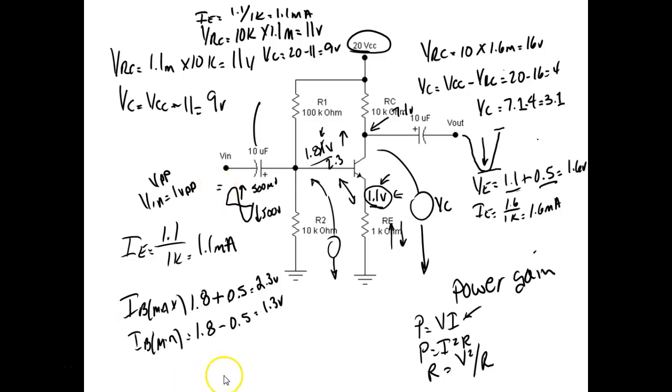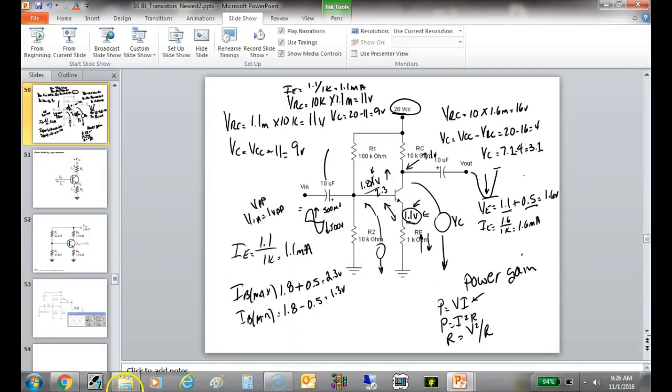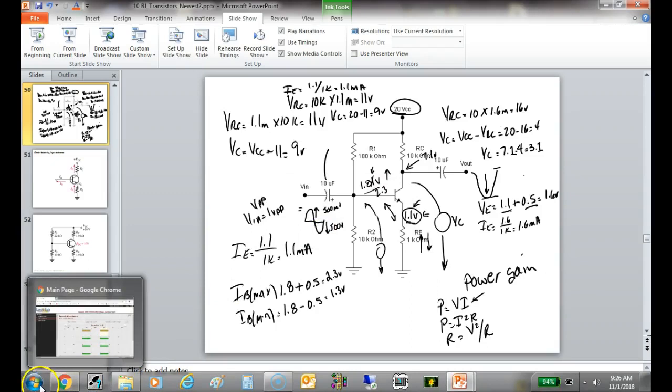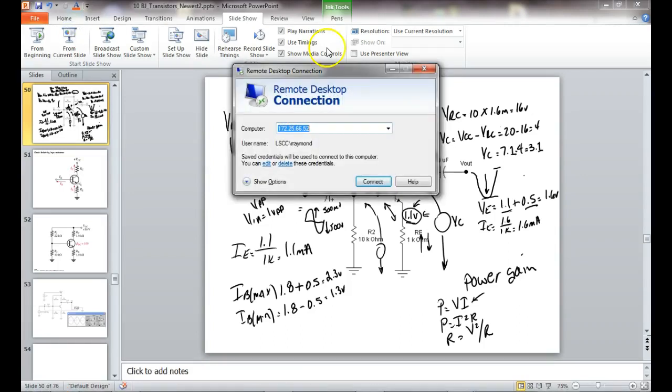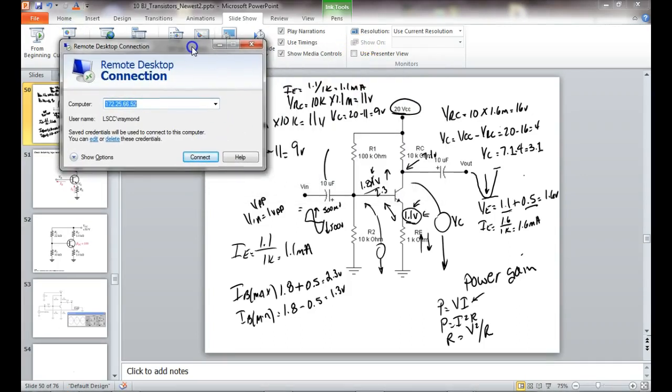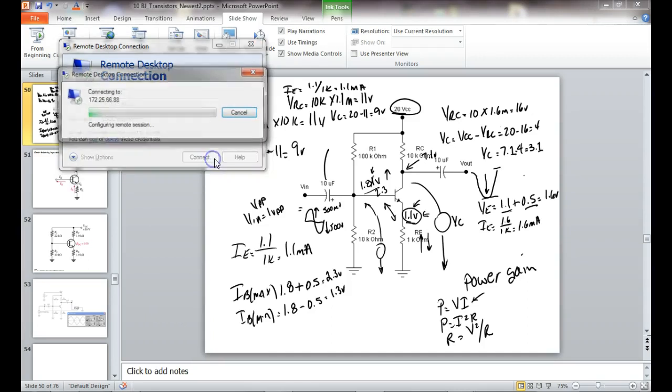What we'll do, just to do this, I'm going to keep all this stuff, and then I'm going to remote in. Hopefully nobody's using it over there. I've got to sign on the computer. So, y'all write this down. We've got 100K, we've got 10K, 10K on our base, 10K on our collector, and 1K. So what I'm going to do is remote into our computer over there that's got Electronics Workbench on it, and we're going to build this amplifier.